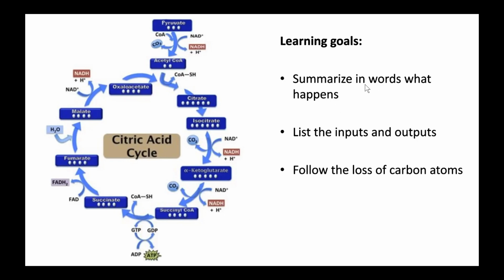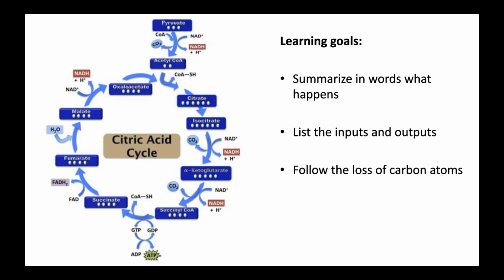Summarizing in words, what happens? Pyruvate is oxidized into acetyl-CoA, which goes through the citric acid cycle, releasing carbon dioxide, high-energy electron carriers, and a little ATP. The cycle regenerates oxaloacetate, so it can start again. All of those electrons are going to be used in the next step, which is the really important step where we produce the most ATP. So that's our goal of the citric acid cycle, to get those high-energy electrons.